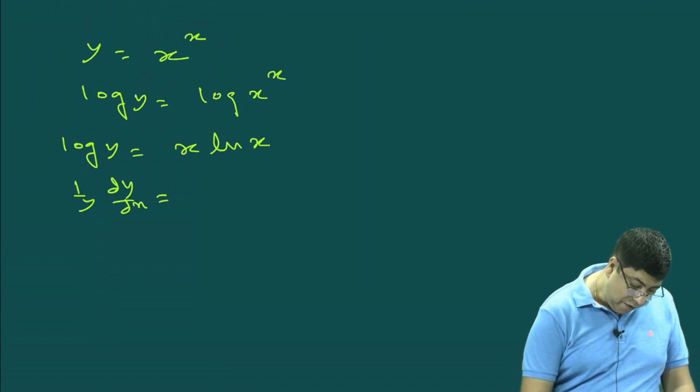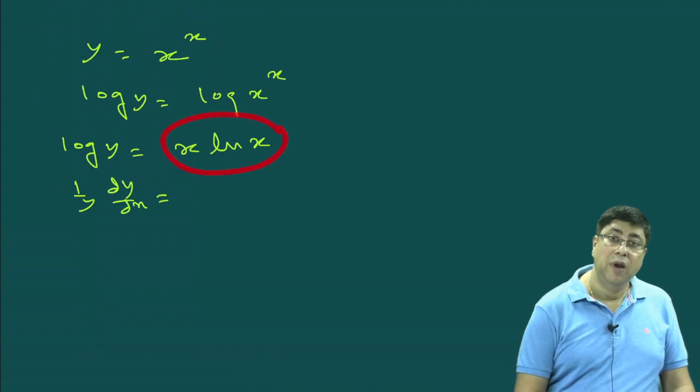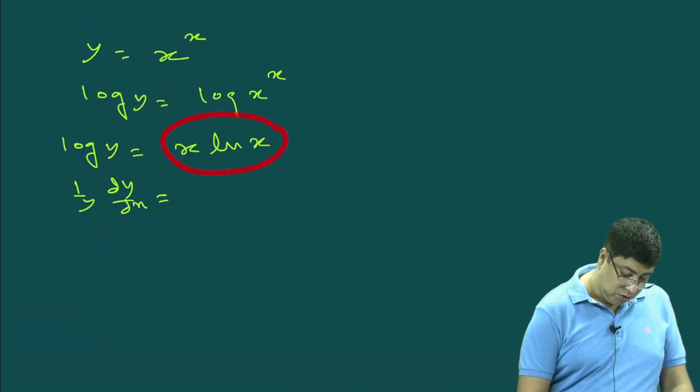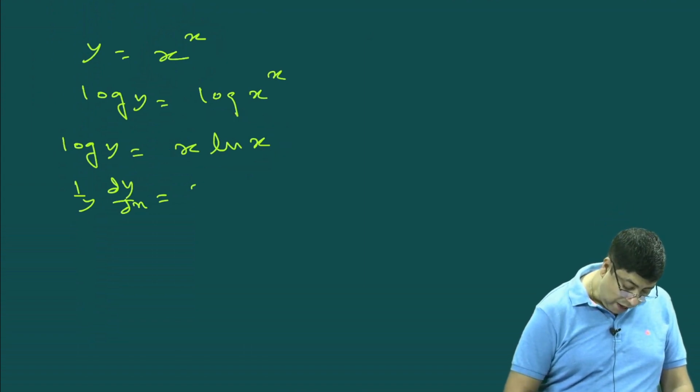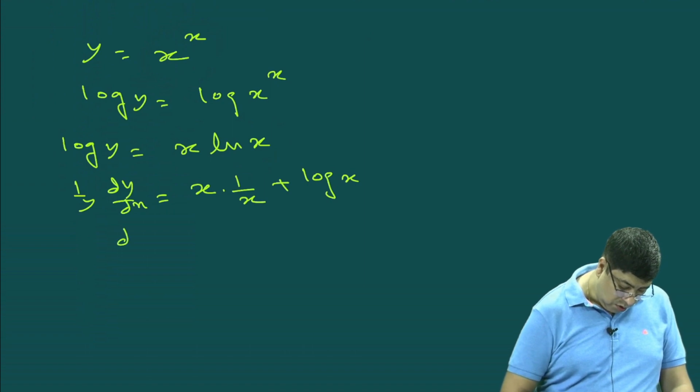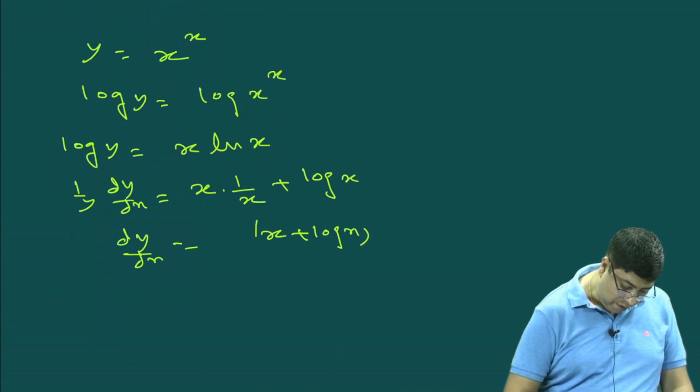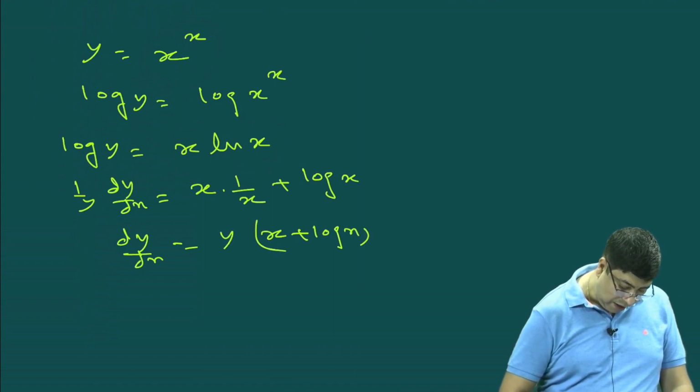And here it is a uv formula, the product formula. Anything as u and anything as v: x into the derivative of log x, which is 1 by x, plus log x into dx by dx, which is 1. So dy dx, we are getting here x plus log x, which is multiplied by y. Y is x to the power x. So the final answer is x to the power x into x plus log x.